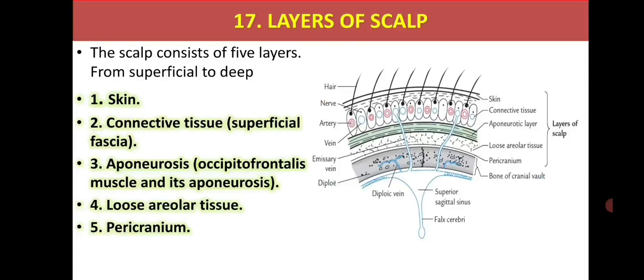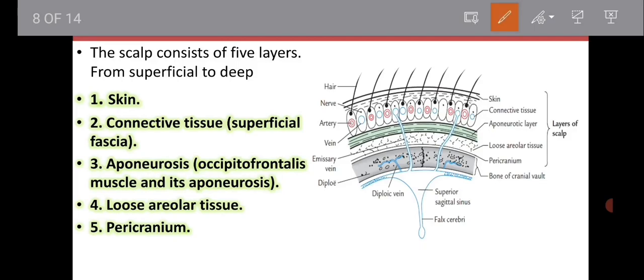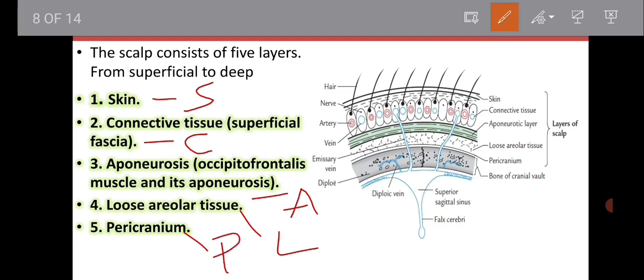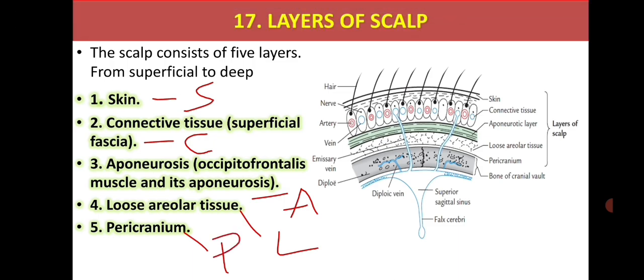So the next question is about the layers of the scalp. The scalp usually contains 5 layers. These 5 layers can be described with the mnemonic SCALP. S for the skin, C for the connective tissue, also known as the superficial fascia, A for the aponeurosis, L for the loose areolar tissue, and P for the pericranium. So SCALP itself indicates the layer names. So these are the layers of the scalp.